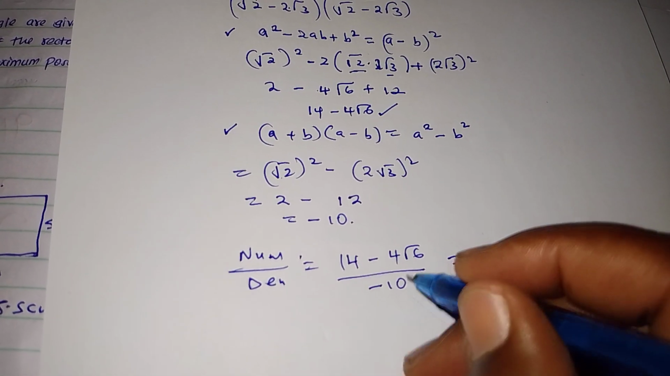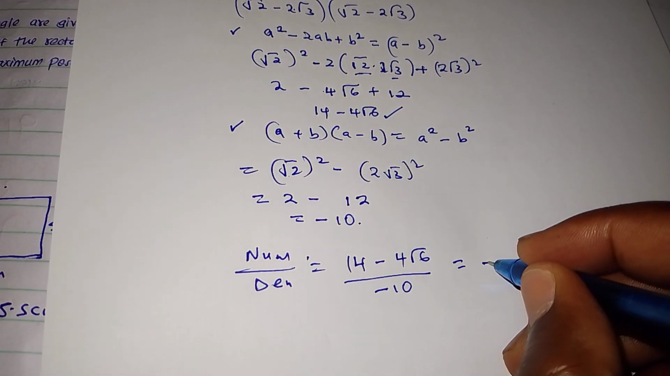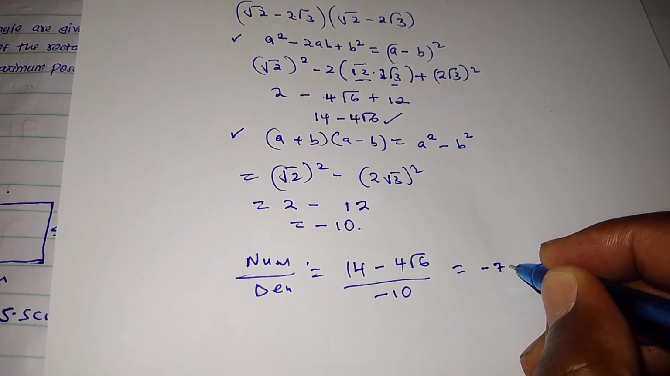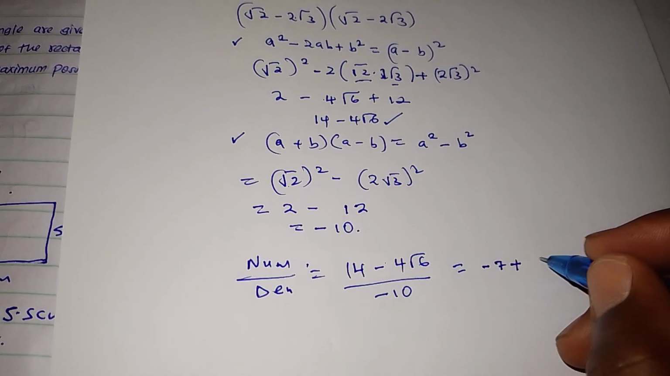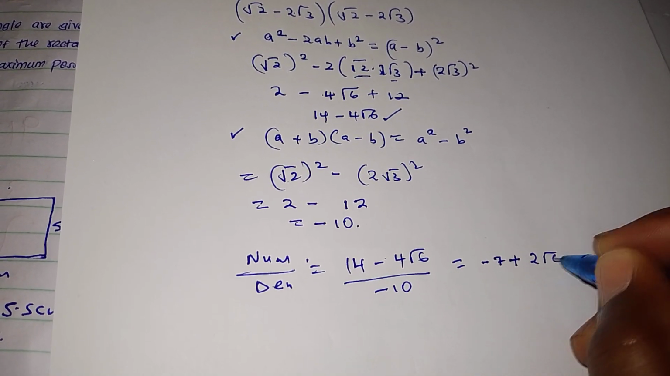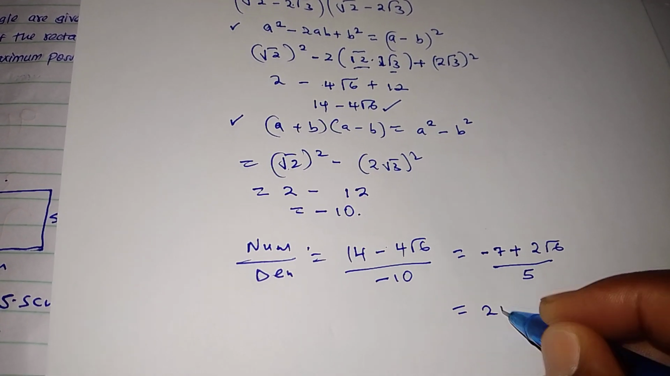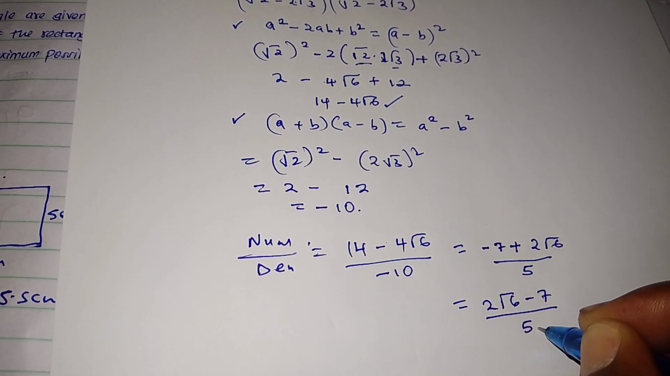So we know that this term is divisible by 2 and this as well. So we can take minus, 14 divided by 2, that is 7. You have plus, actually this minus will make this one plus. 4 divided by 2, you have 2, then root 6 over 5. So you can just rewrite this one as 2 root 6 minus 7 all over 5.